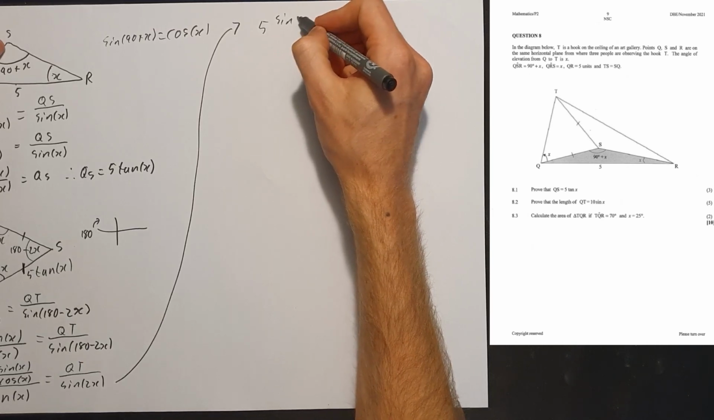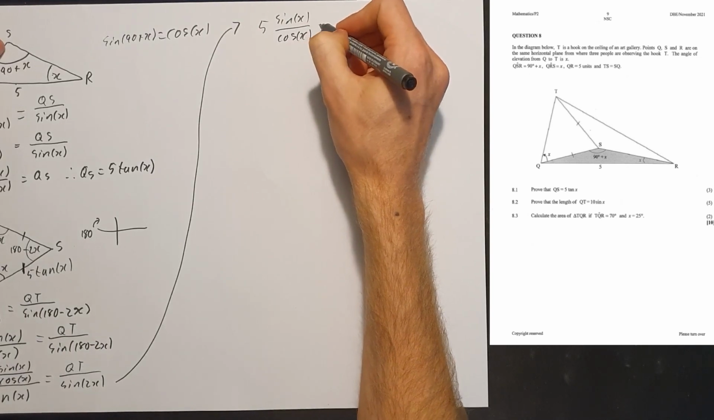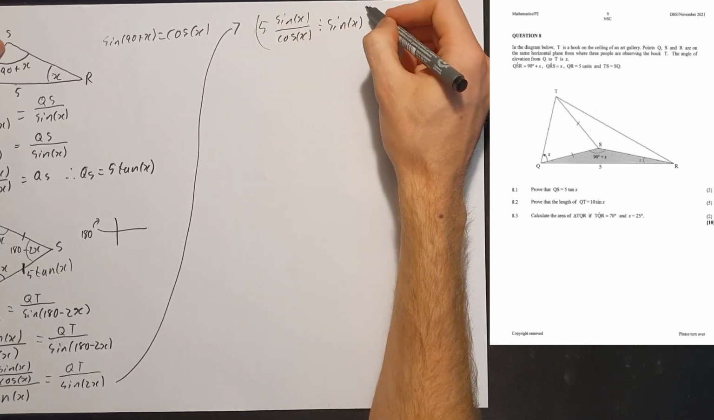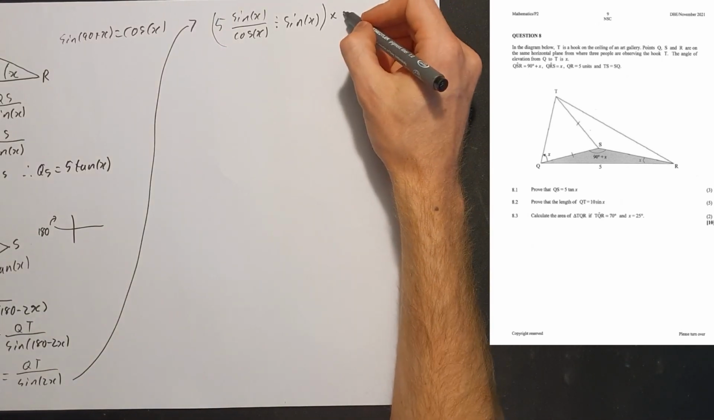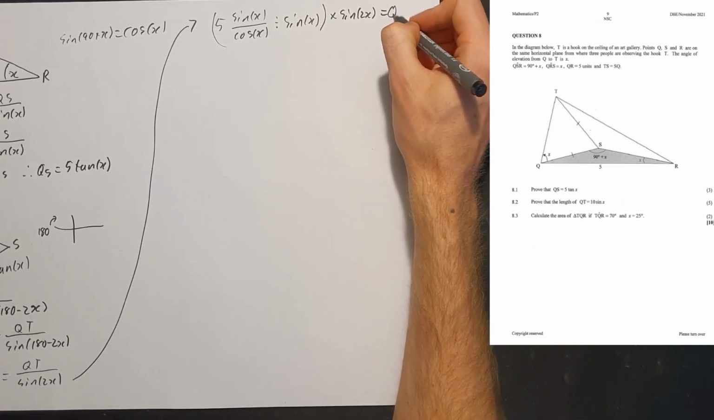5 sine of x all over cos of x divided by sine of x. Okay, so that's that whole fraction. And then what are we doing? We're multiplying this by sine of 2x, and that's going to equal QT.